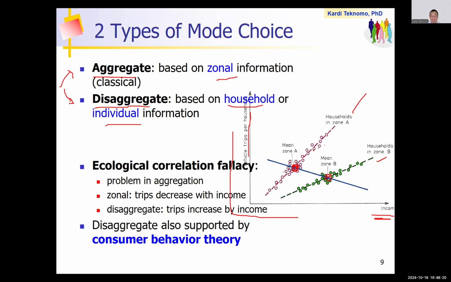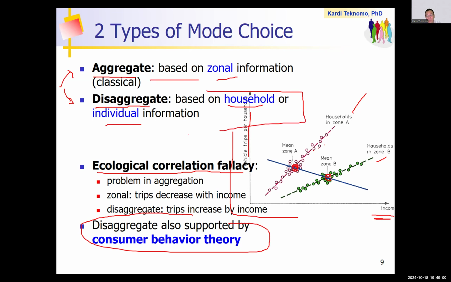So this is called the ecological correlation fallacy. There's a problem in the application. In the zone, the trips decrease by income, while in the disaggregate, the trips actually increase by income. So we know that the disaggregate method using household or individual information is actually supported by consumer behavior theory. So in this case, you better use the disaggregate method rather than the aggregate zonal information.